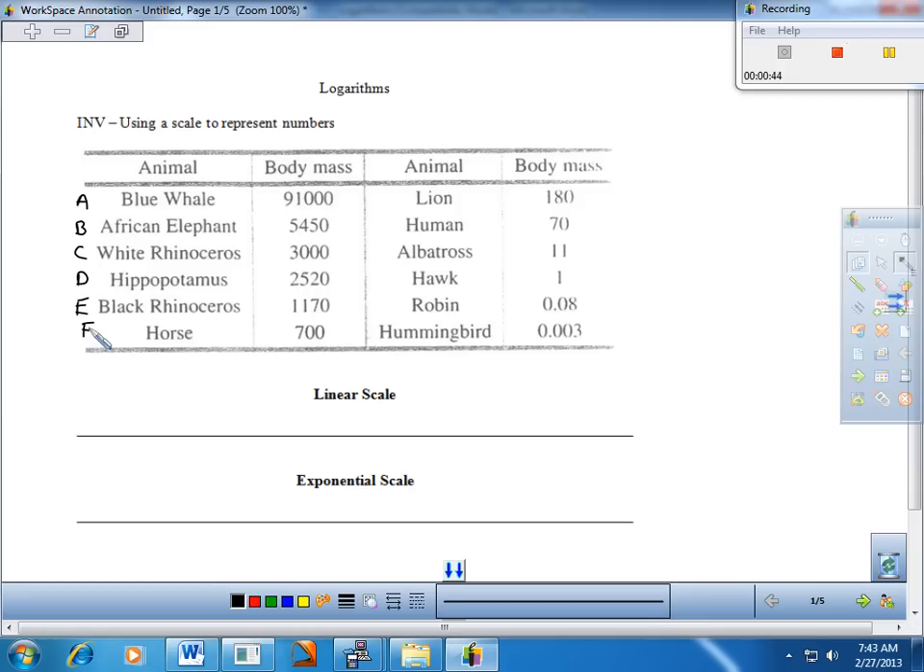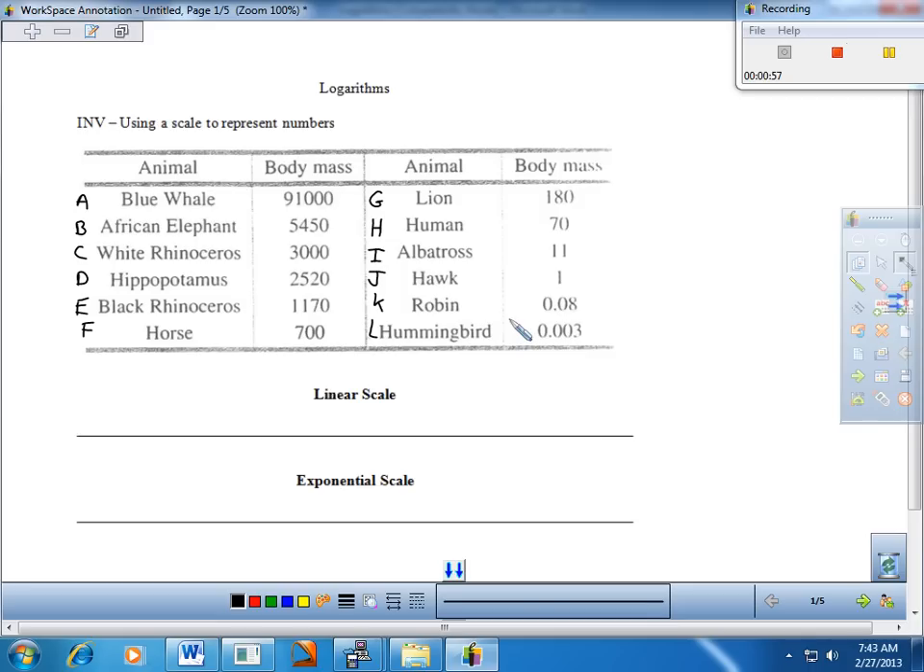So if you could, throw A through F on those, and then let's come on over here and get these taken care of. Something along those lines, so you'll know what animal goes with what position on the scale. Again, we're going to plot the body masses from the blue whale at 91,000 kilograms all the way down to the little hummingbird at 0.003 kilograms.